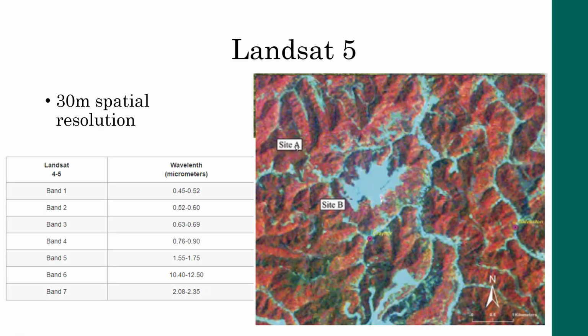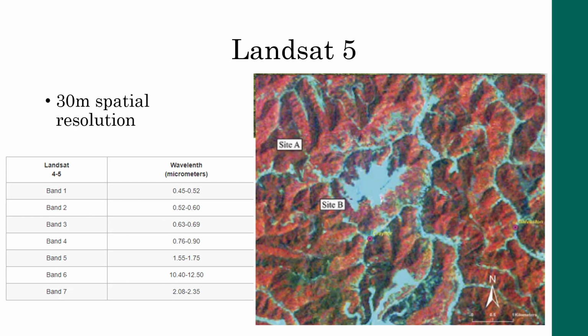So to handle the change detection, so this would be the image differencing approach, they decided to go with Landsat 5. Landsat 5 is one of the Landsat satellites, and it has a 30-meter spatial resolution. And you can see here that this particular satellite has 7 bands. You can see that it has regions in the blue, green, red, near infrared, and then shortwave infrared.